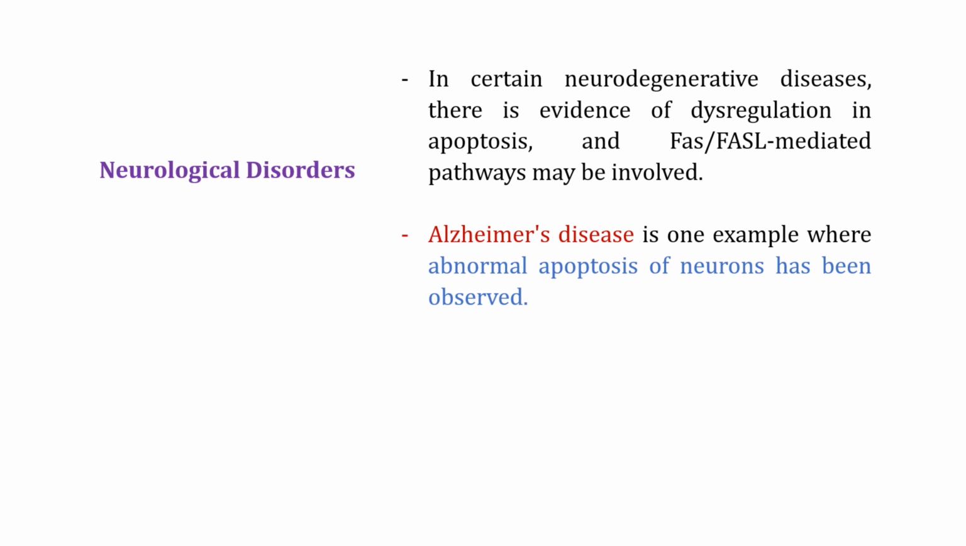Next is the neurological disorder also. Okay, so in certain neurodegenerative diseases, there is evidence of dysregulation in apoptosis, right? But there is the exception of Alzheimer's. This is one of the examples where abnormal apoptosis of neurons has been observed.